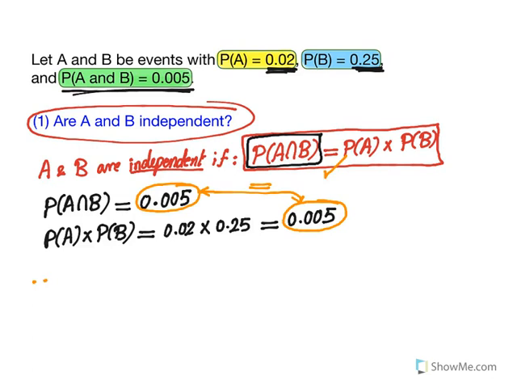So you can say, therefore, A and B are independent events. And you can answer the question. The answer is yes. Okay, so this is the first part of this question.